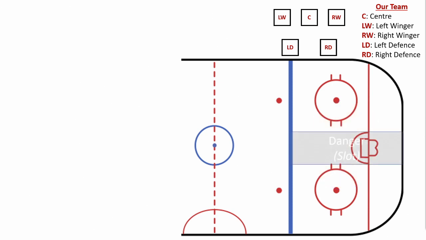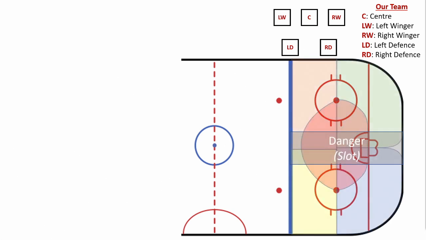Now the reason that we have these zones and that they kind of overlap a bit is because we want to cover what's called the danger zone, or the slot. And that slot is the area directly in front of the net where you don't want the other team to get the puck. If the other team gets the puck in the corner, it's not as bad as having the puck in front of the net.